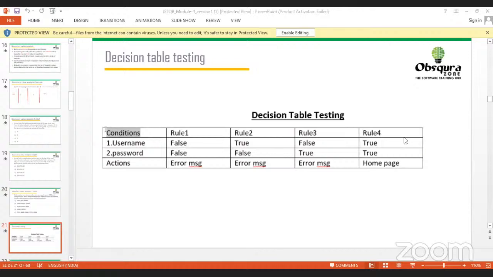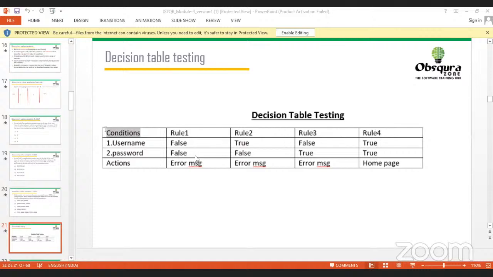Now it is about the decision table testing. Decision table testing means you have many combinations you have to test. For such purposes, we use the decision table testing. For example, you can consider this table itself. So you have some conditions. The conditions are username and password. And you have the different actions here. So rule 1, rule 2, rule 3, rule 4.